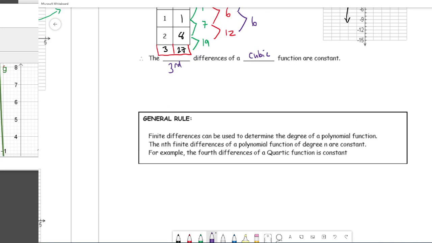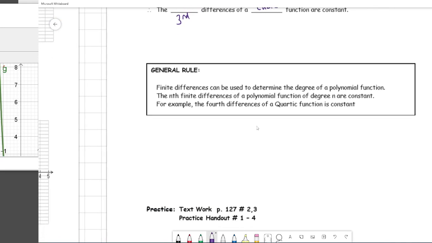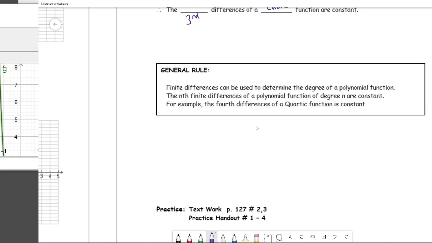There's one more thing that we can do with this, though, before we leave it for now. And that is that you can also determine the leading coefficient of a polynomial from the table. So let me just show you how to do this, and then that'll be it for now.